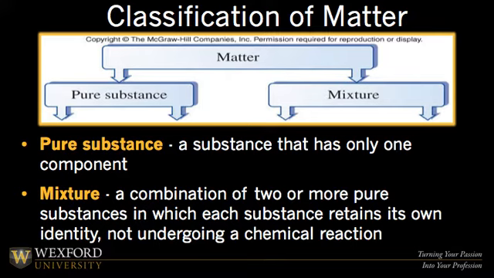Now when we're looking at the classification of matter, we can see that we can either have a pure substance, which is a substance that only has one component, or a mixture, which is a combination of two or more pure substances in which each substance retains its own identity, not undergoing a chemical reaction.